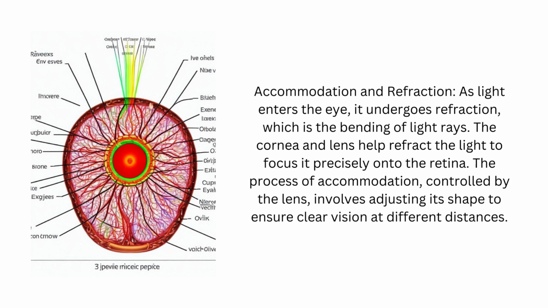6. Accommodation and refraction. As light enters the eye, it undergoes refraction, which is the bending of light rays. The cornea and lens help refract the light to focus it precisely onto the retina. The process of accommodation, controlled by the lens, involves adjusting its shape to ensure clear vision at different distances.